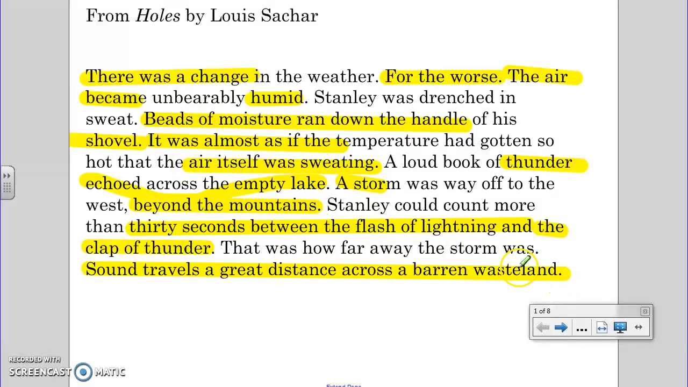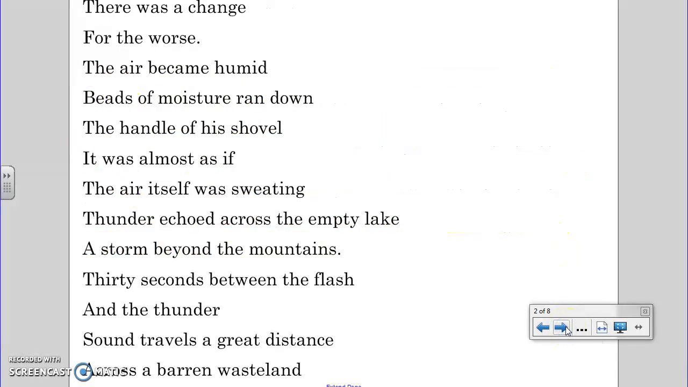So I'm going to show you the poem that the author of this particular poem wrote from this. And you can see they arranged it as such. "There was a change for the worse. The air became humid. Beads of moisture ran down the handle of his shovel.